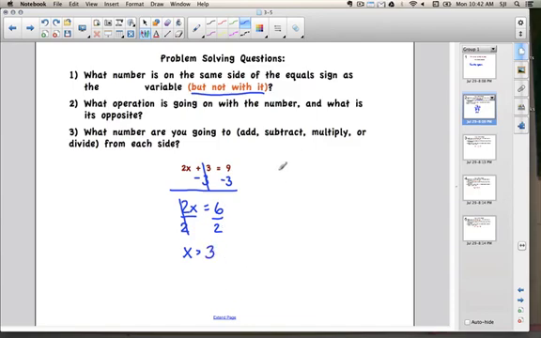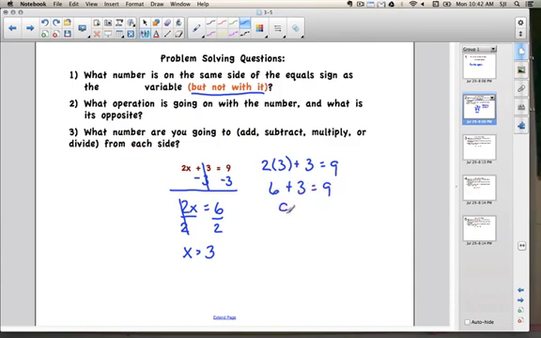And if we wanted to go back and check that, anywhere I saw x up here in the original equation, I can put 3. So that means we'd have 2 times 3 plus 3 equals 9. Order of operations says you're going to do the multiplication first, so 2 times 3 is 6. And I'm going to bring everything else down.